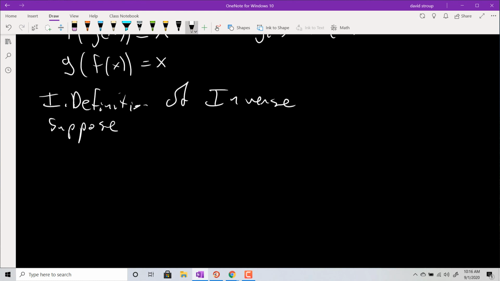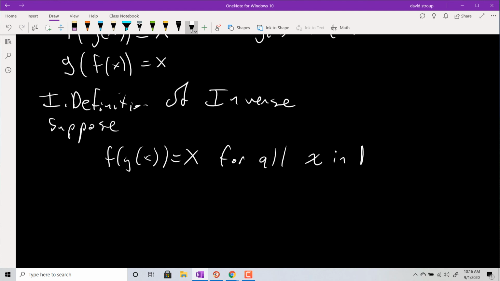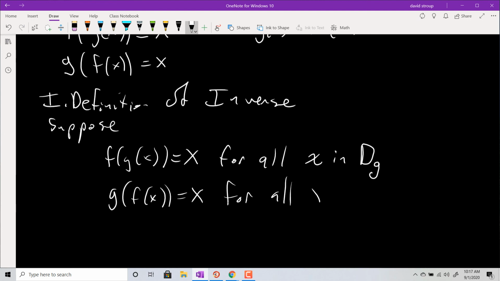Suppose f of g of x equals x, and this is where we have to deal with the domain stuff, for all x in the domain, and I'm going to write domain as D, and then which domain, I'm going to put that in the subscript. So f of g of x equals x for all x in the domain of g, and g of f of x equals x for all x in the domain of f. If those two things hold, then g of x is the inverse of f of x.